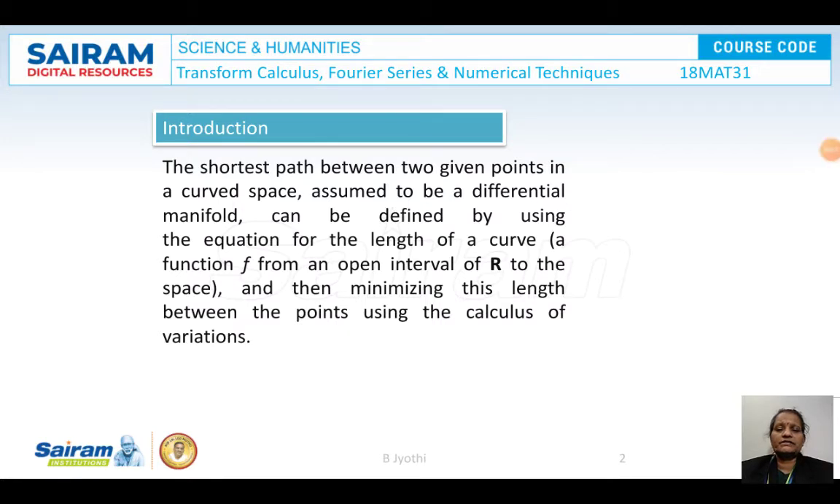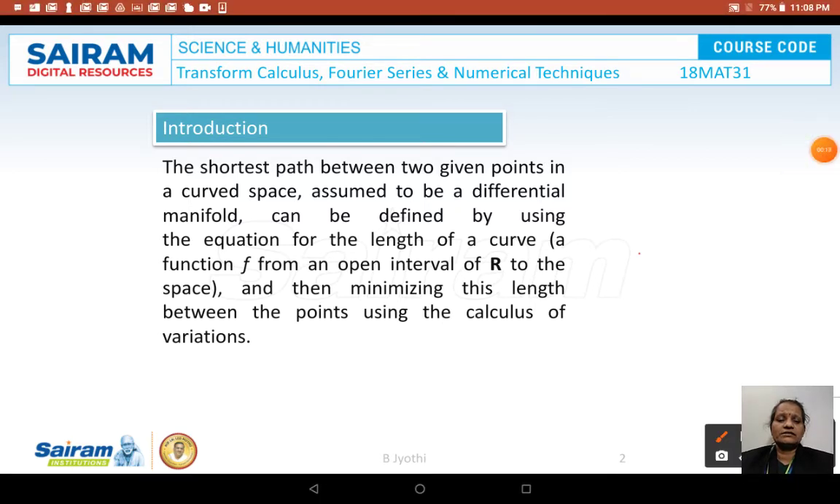The geodesic, a shortest path between the 2 points. Let me explain what that is. When we take a curved surface like this and there are 2 points, and if we take the distance, it will be in this form. That's a curved form. But using the calculus of variations, we will be finding out the shortest distance, that will be a straight line or what.